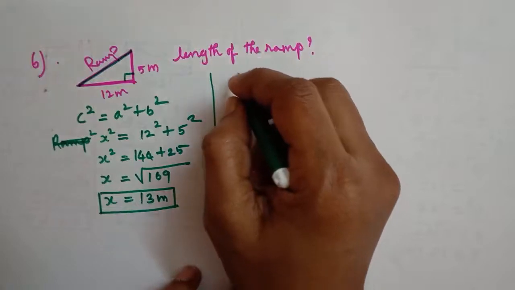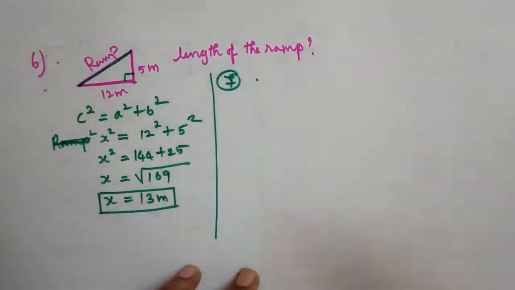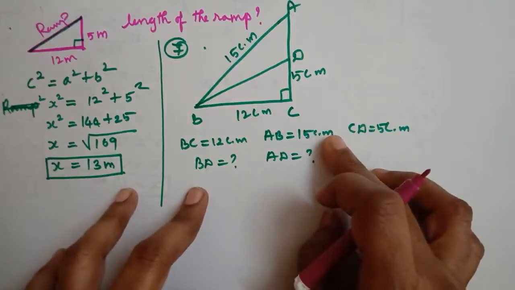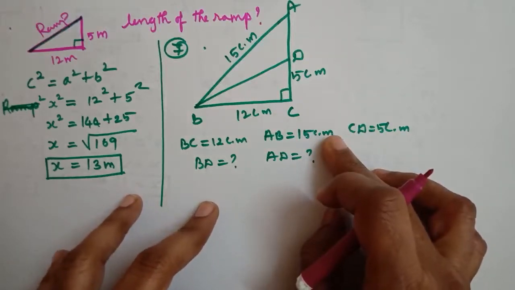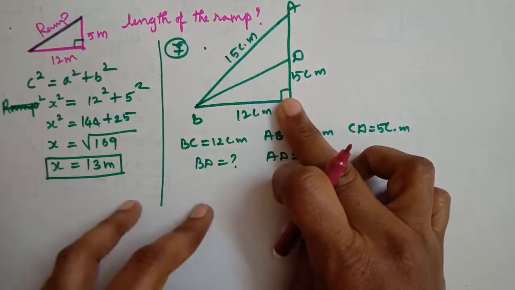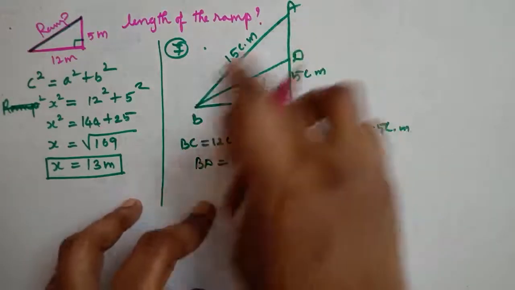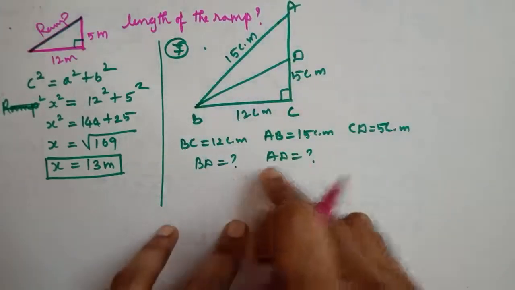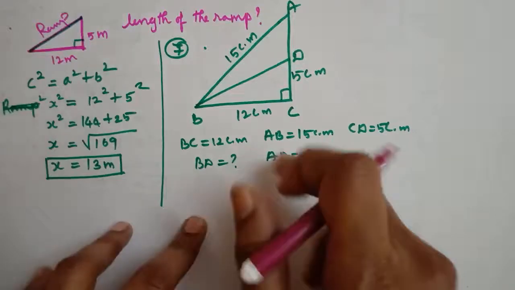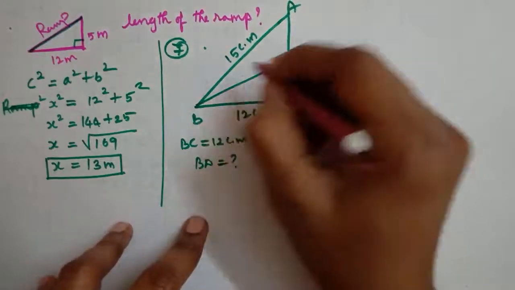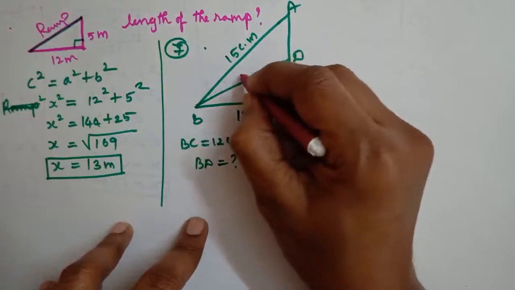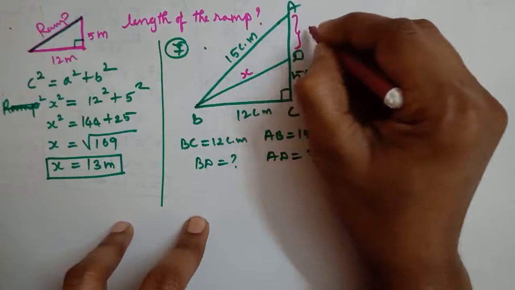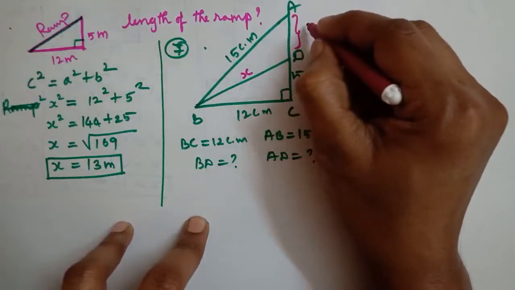Next, students, listen. 7th question. ABC is a right angle triangle with angle ACB 90 degree. BC is 12 centimeter, AB is 15 centimeter, and CD is 5 centimeter. Find the length of BD and AD. First we have to find BD. Let the BD distance be x, and let the AD distance be y.